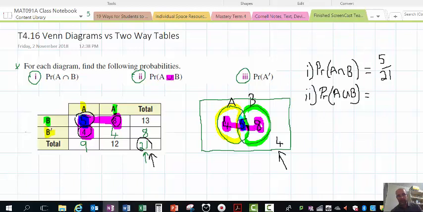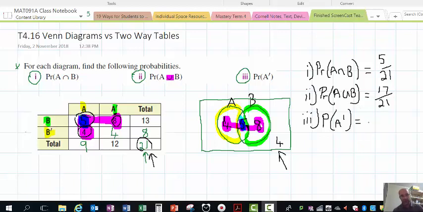So let's have a look. We've got 3 numbers to add together: 4 plus 5 plus 8. That's 9 and 8, which is 17. And the total is 21. So it's 17 twenty-firsts. We can't simplify that.